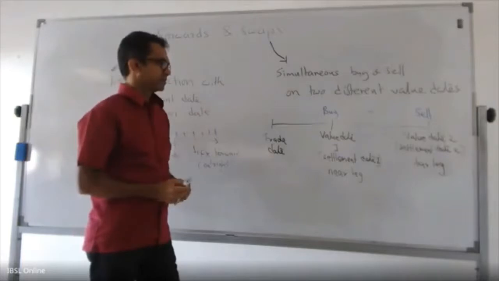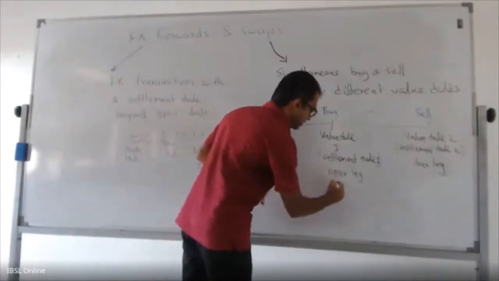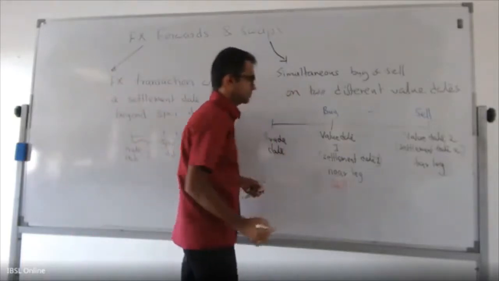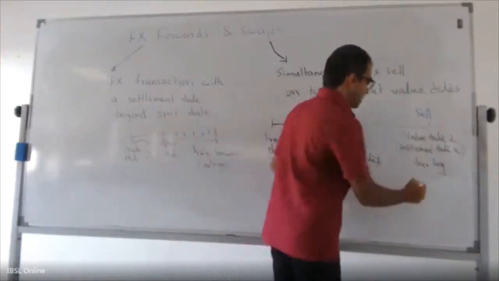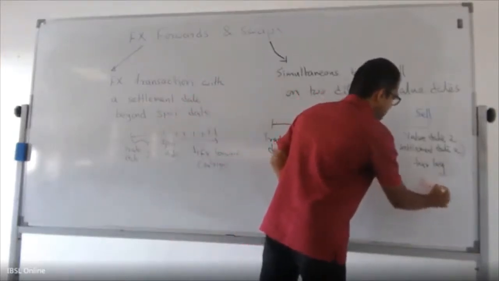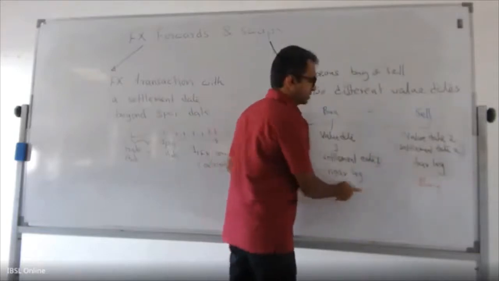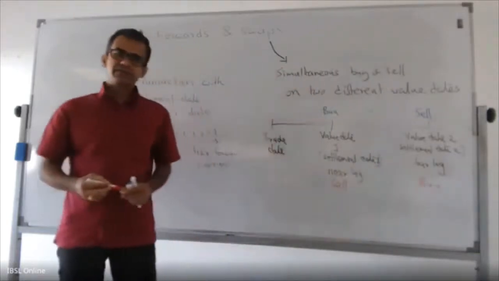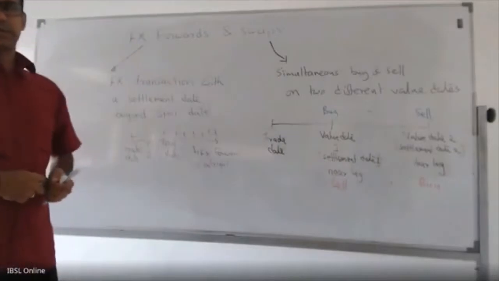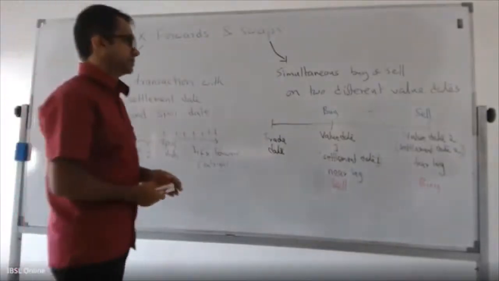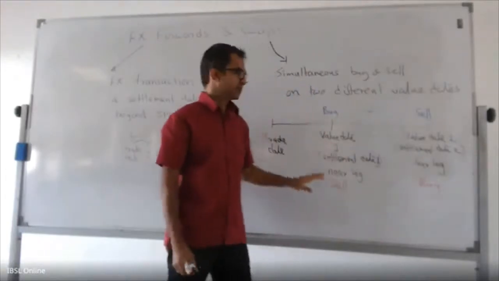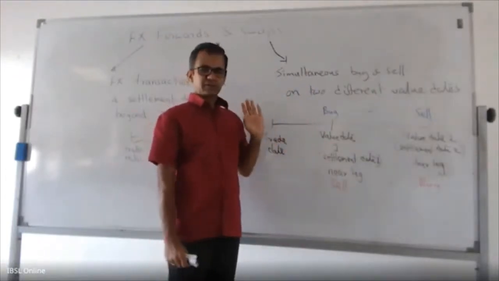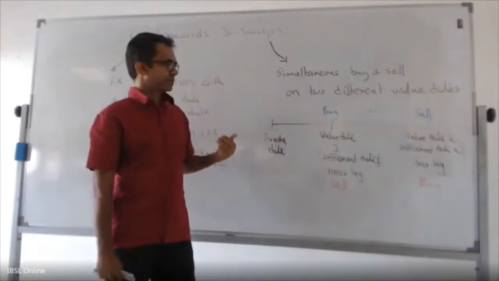But if you agree to sell here on the first value date, then on the second value date you buy it back. Then it becomes a sell-buy, and we call it a sell-buy transaction. It's a buy-sell swap or a sell-buy swap. So what does it mean?